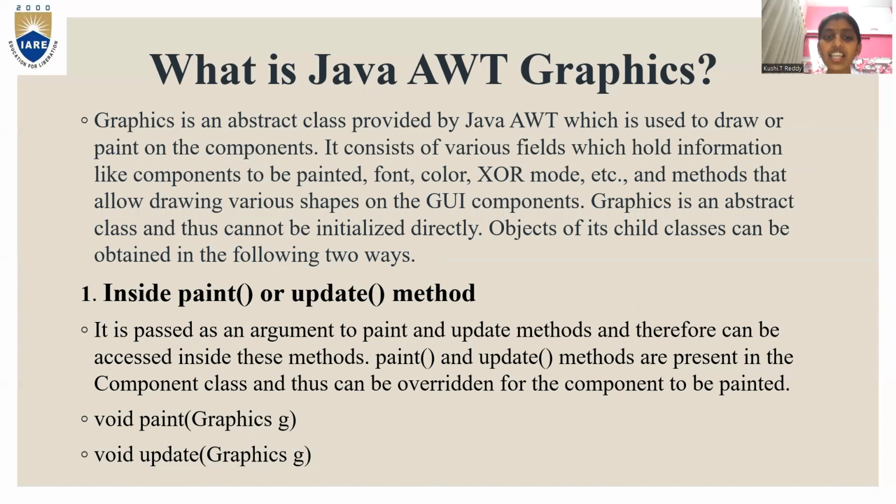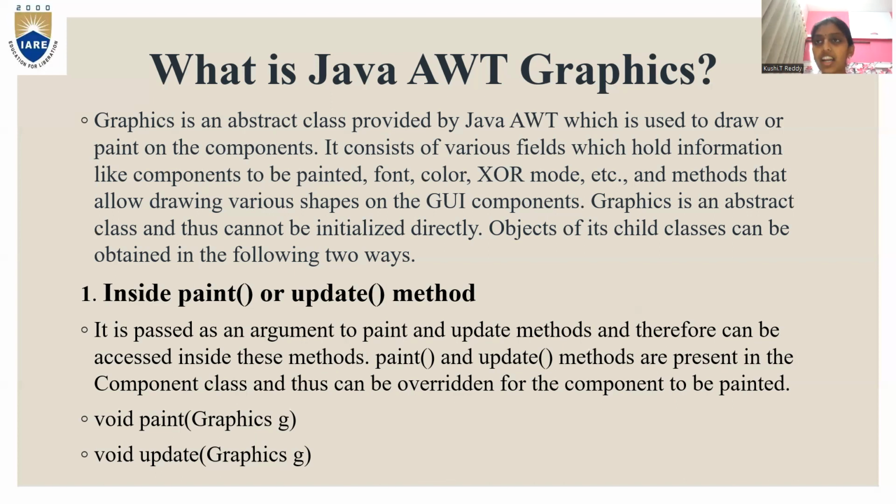Graphics is an abstract class and thus cannot be initialized directly. Objects of its child class can be obtained in the following two ways. These graphics are obtained from Java AWT. It consists of various fields, which store information in different forms, that is, in what color the component should be painted, its font size, and XOR mode. There are also methods for drawing various shapes in GUI components. GUI means graphical user interface.